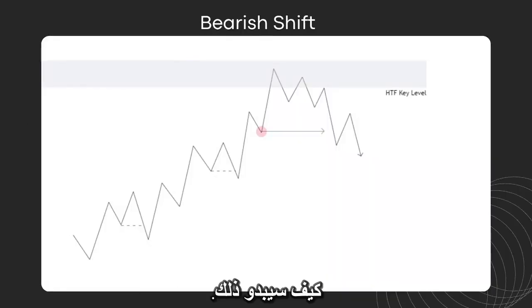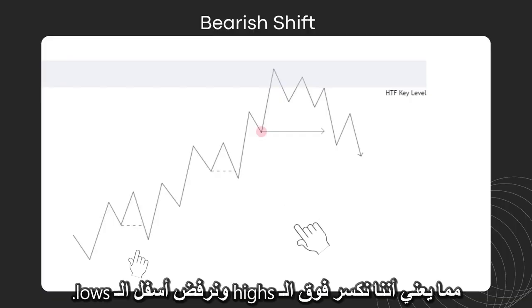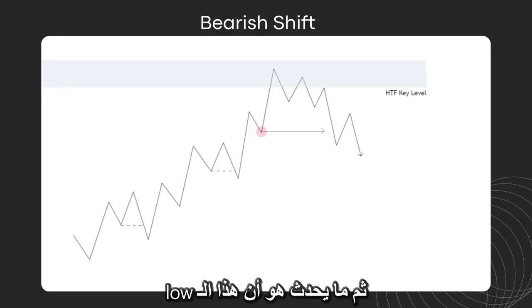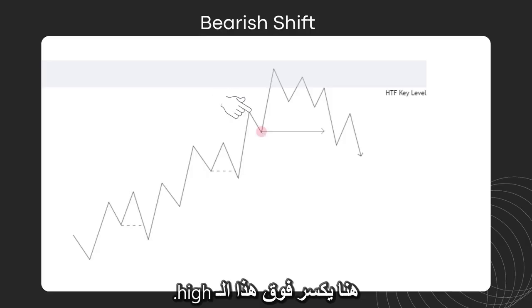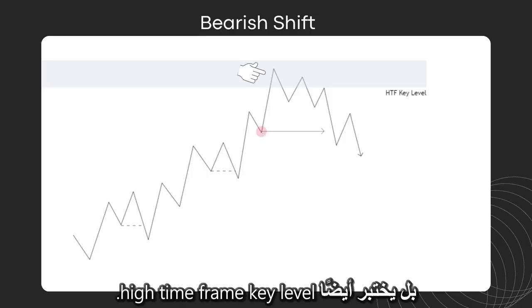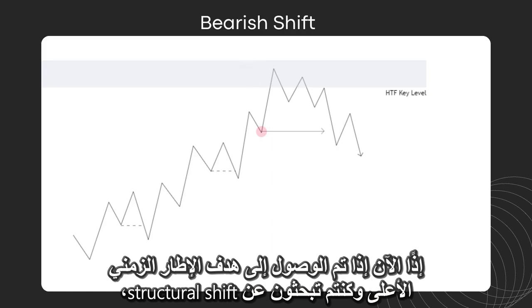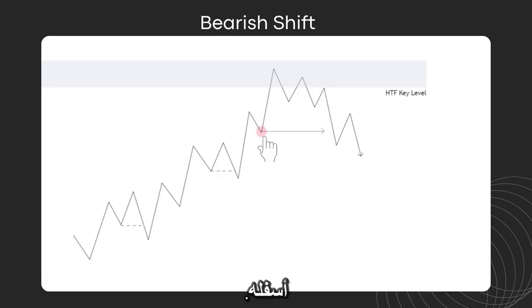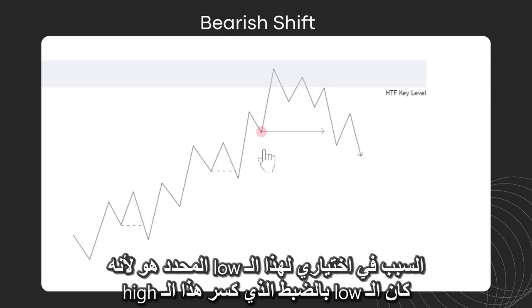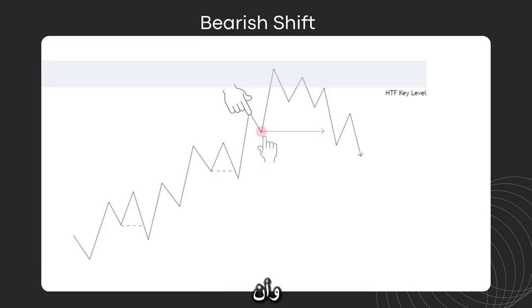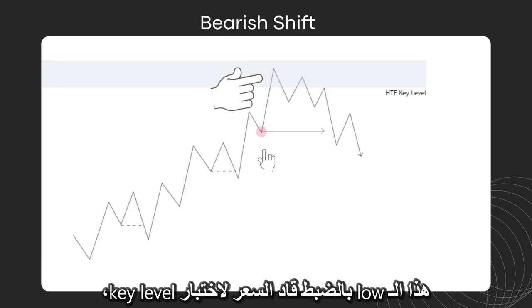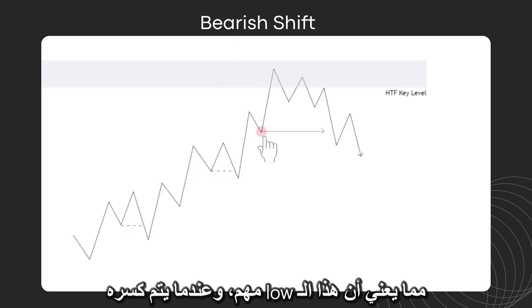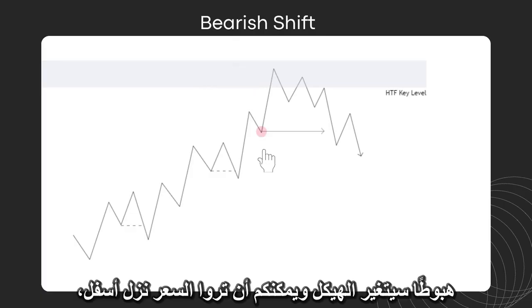Let's see how it would look. Right here you can see that first of all we're in a bullish trend, meaning we're breaking above highs and rejecting below lows. Then this low right here breaks above this high, and not only that, it also tests a higher time frame key level. So if the higher time frame objective has been met and you're looking for a structural shift, the way you'll anticipate that is by waiting for this low to be broken and closed below. The reason I chose this particular low is because it was the exact low that broke this high, and this exact low led price to test a higher time frame key level, which means this is the significant low, and when it's broken below, structure will change.